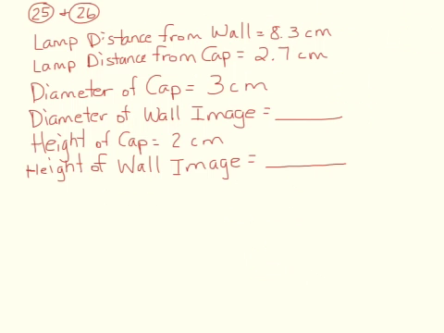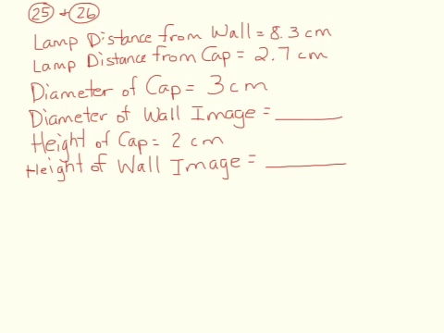Okay, on 25 and 26, it talks about projecting images onto a wall with a flashlight. And there's a picture in your book on page 511. And I've written down the information that was given to us. So I know the lamp distance from the wall is 8.3 centimeters. The lamp distance from the cap, so you put a clear plastic cap over this flashlight, that's 2.7 centimeters. The diameter of the cap is 3 centimeters, so on 25 we're trying to find the diameter of the image on the wall.